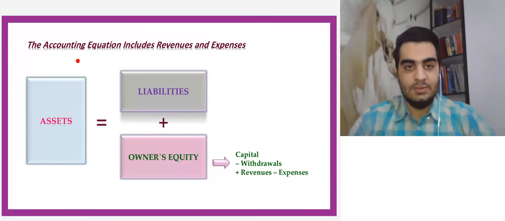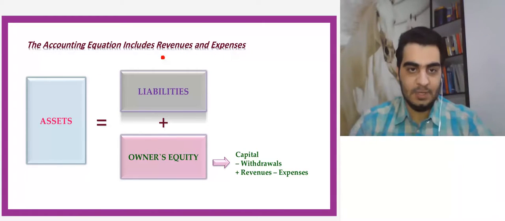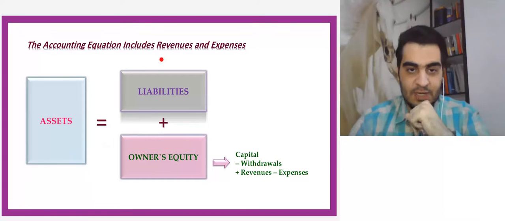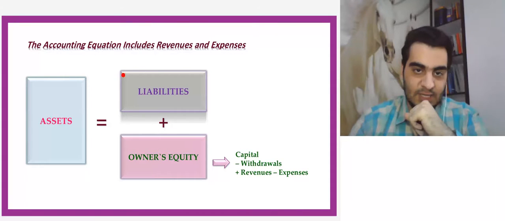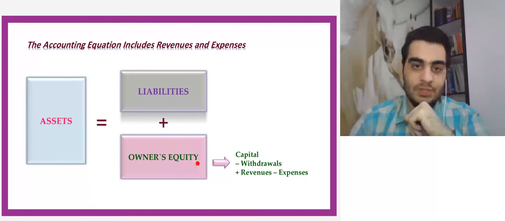In this slide, you see the accounting equation includes revenues and expenses. As you already know, because it was in the first chapter, in the accounting equation, assets must always equal liabilities plus owner's equity, which means any changes in our assets, whether an increase or decrease, on the other side, we must do the same too. For example, if our assets increase, we must either increase our liabilities or our owner's equity.